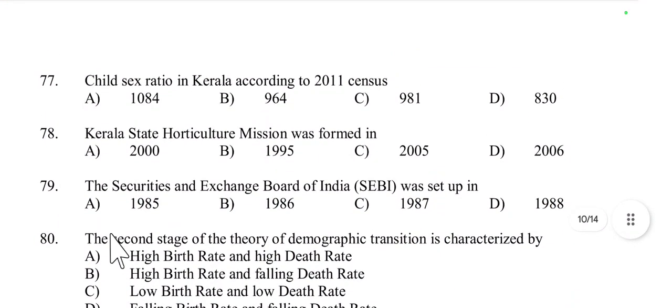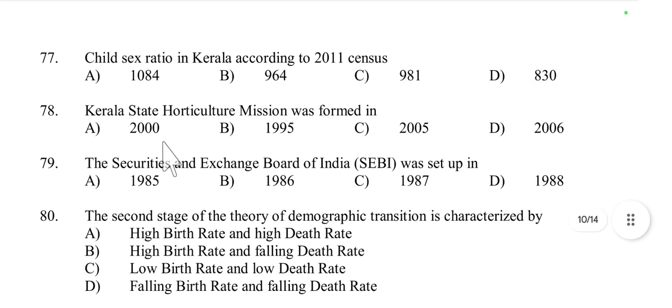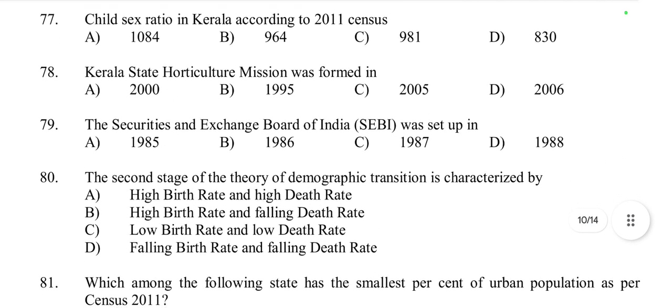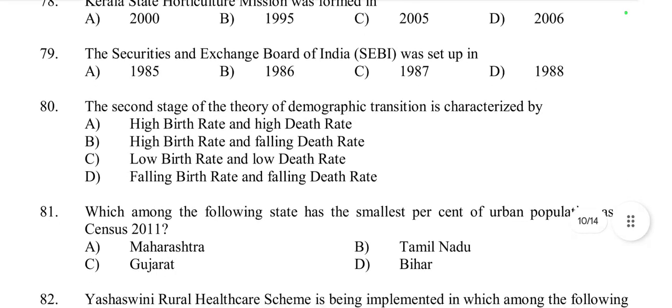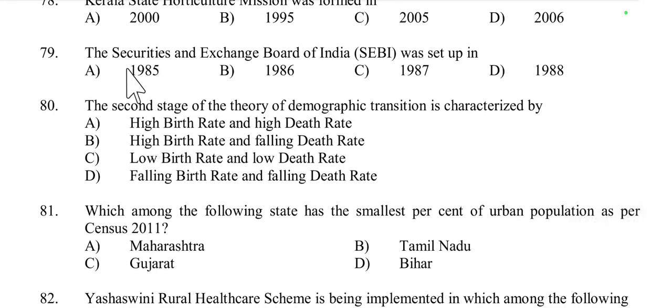Then question number 77 is based on previous data, and 78 also uses previous data. Then 79: the Securities and Exchange Board of India, SEBI, was set up in 1985, 86, 87, or 88. SEBI was set up in 1988. So option D is right here.